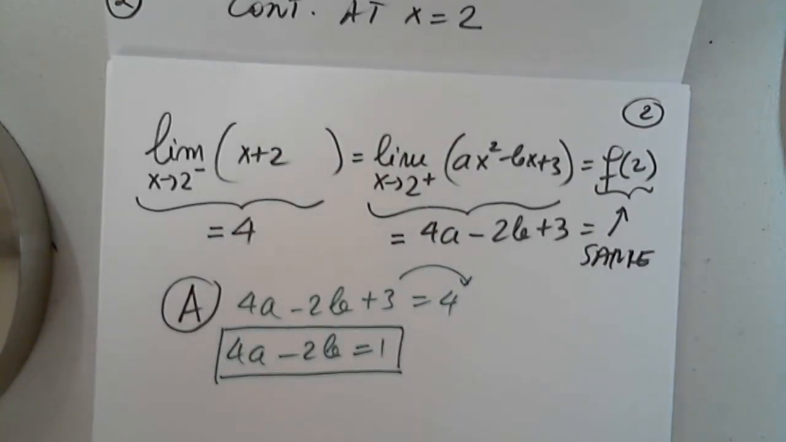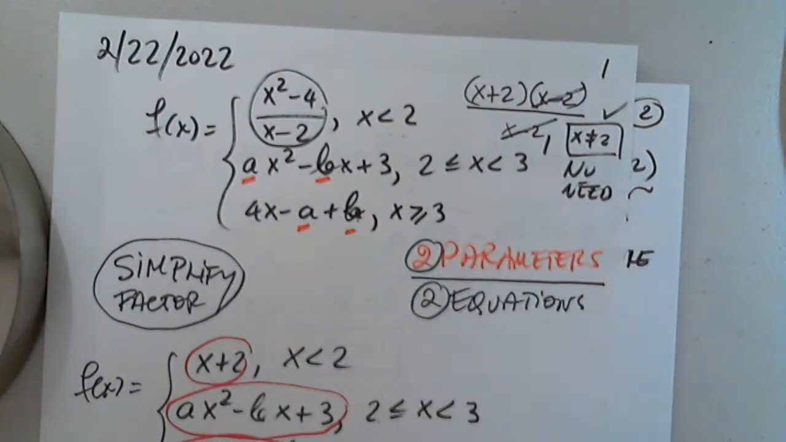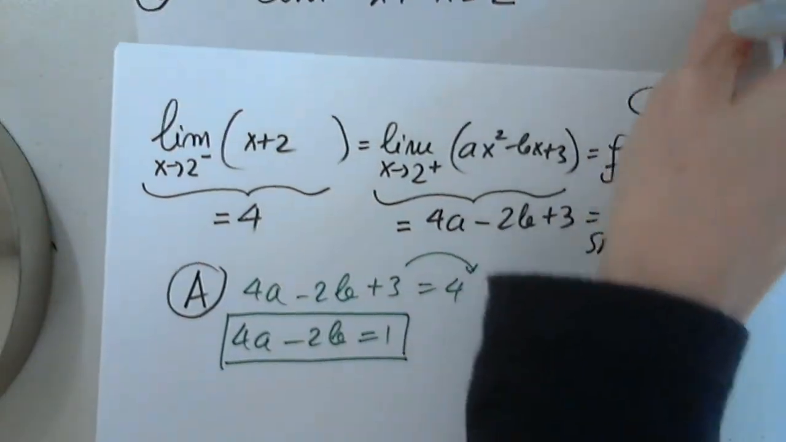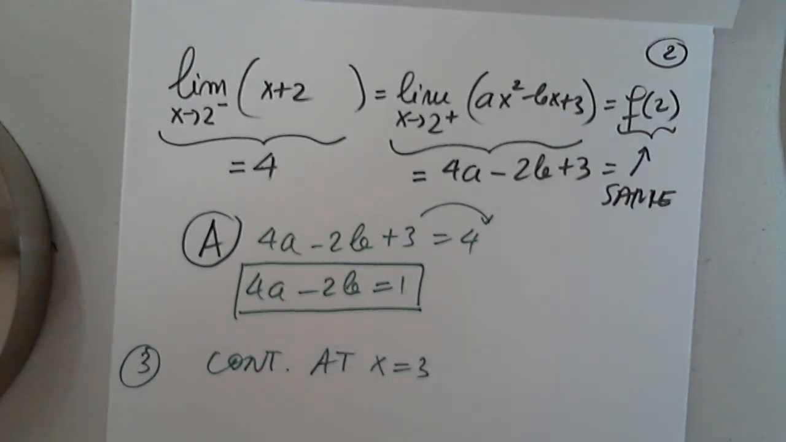Excellent, but not good enough. I have 2 parameters. I need 2 equations. But I only analyzed continuity at 2. So now I have continuity at 3 to analyze. And that's the last step, right? Step 3, continuity at x equals 3.